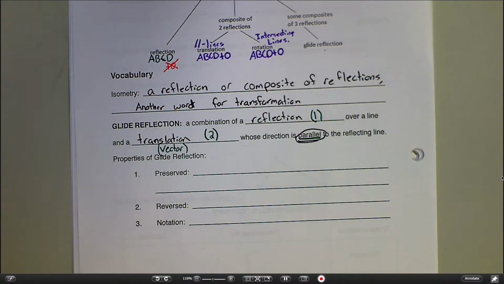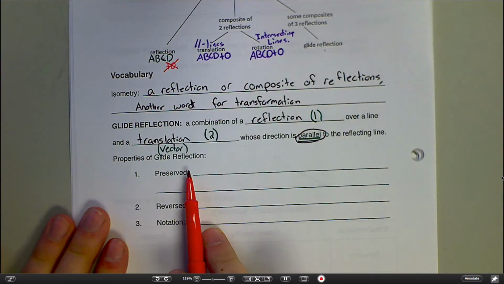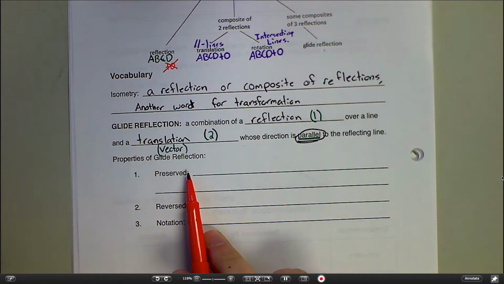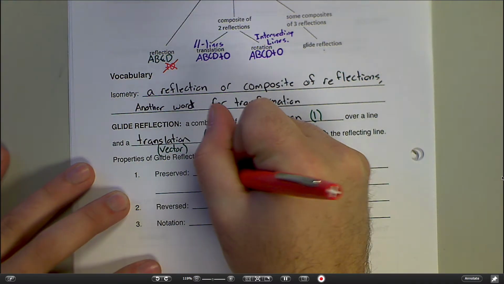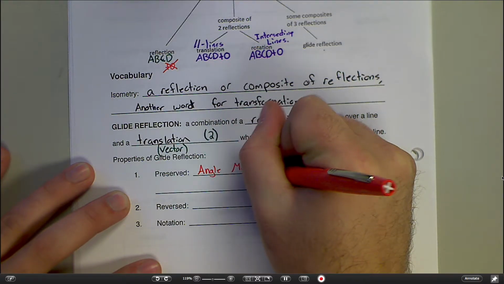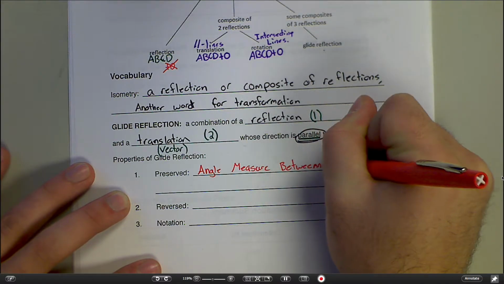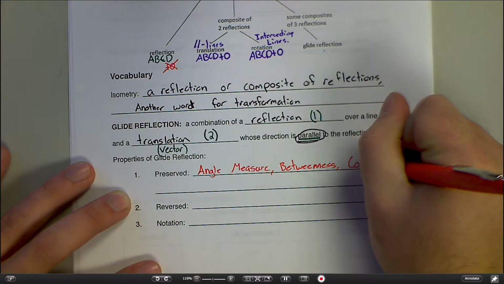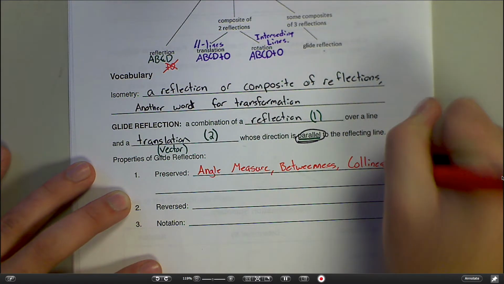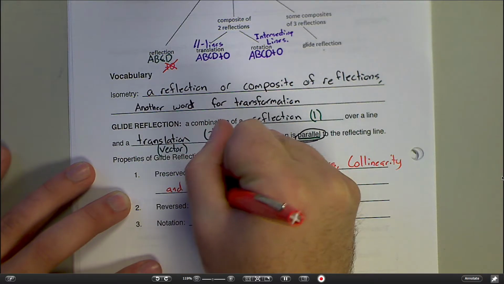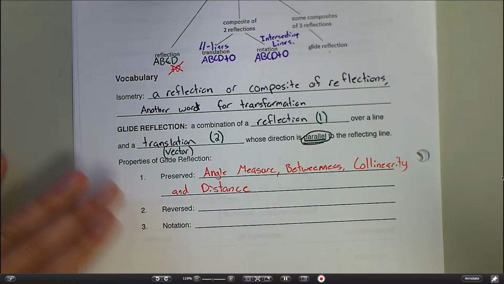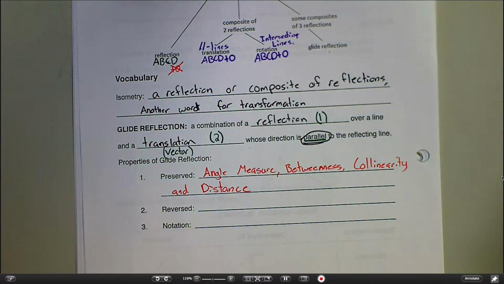So for our properties of glide reflections, if we think about reflections in general and even our composites of reflections, everything preserved here was that ABCD. We know those are going to be preserved for sure. So that was angle measure, betweenness, collinearity, and finally distance. Now, those are still going to have to be preserved, because even just doing one reflection preserves all of those. So we want to make sure we're still able to do those.